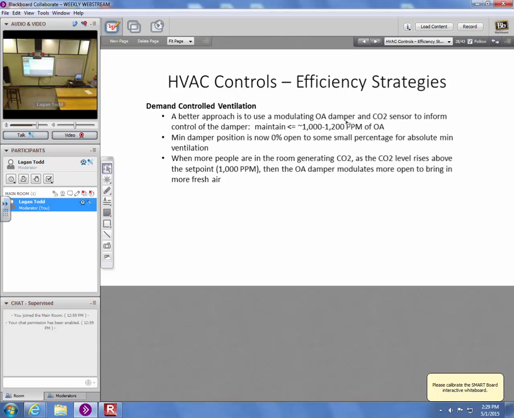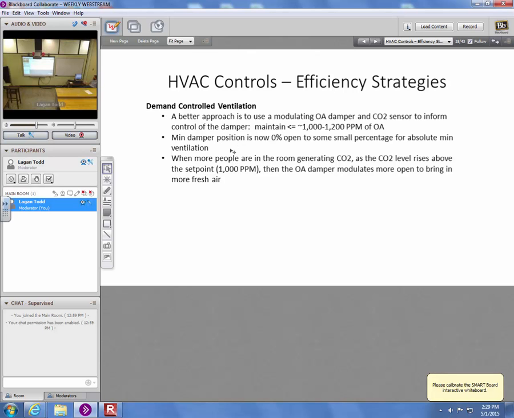And like any set point, you typically have a deadband. So if your set point is 1,000, you might say my deadband is going to be 100 parts per million on either side of that. So if I hit 1,100, I'll start opening the outside air damper, and I'll open it until I get down to 900. Then I'll start going the other way. Makes sense.